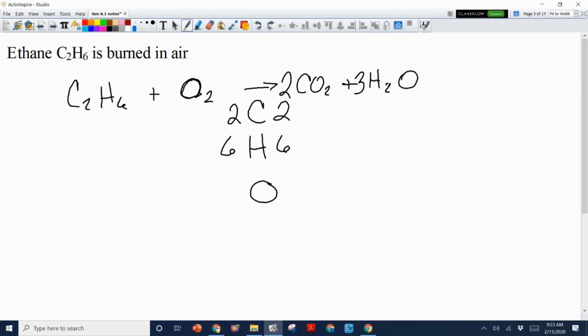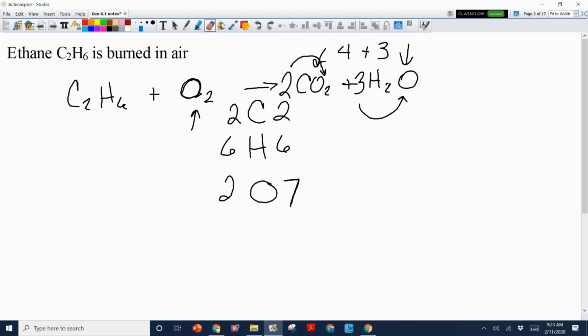Okay, so oxygen, we have 2 on the left-hand side. Now, oxygen is in both of these, so you have to make sure that you count them both. So 2 times 2 is 4, plus 3, so that's 7. 7 oxygens on this side.